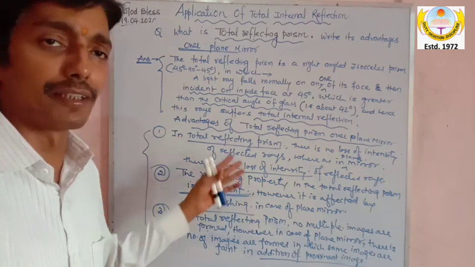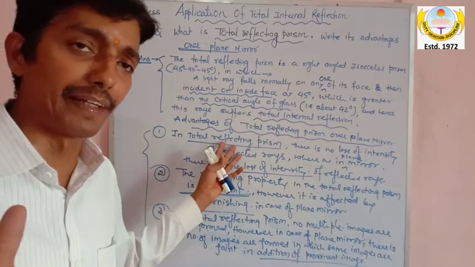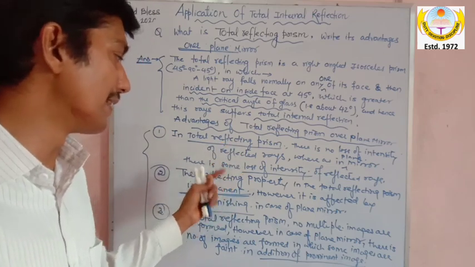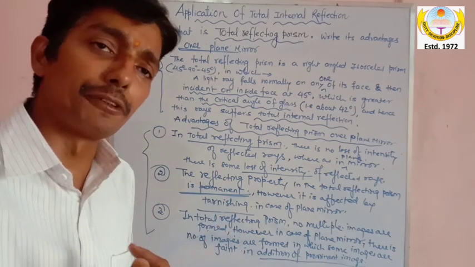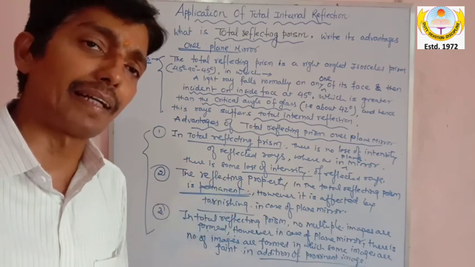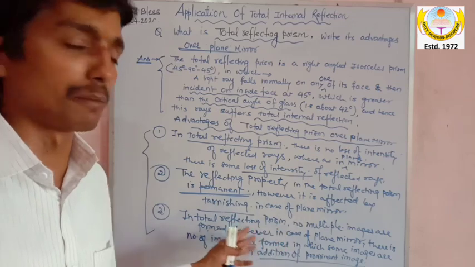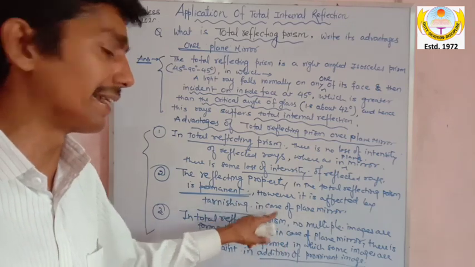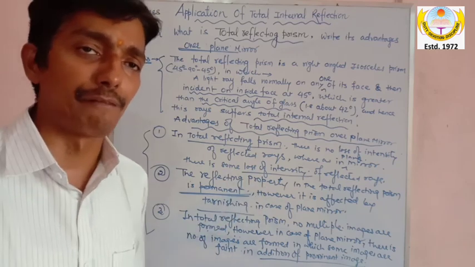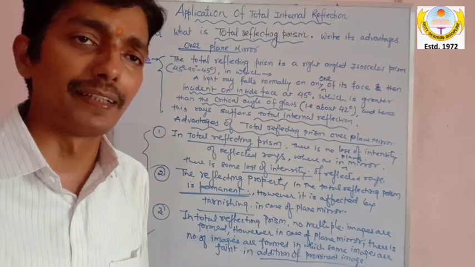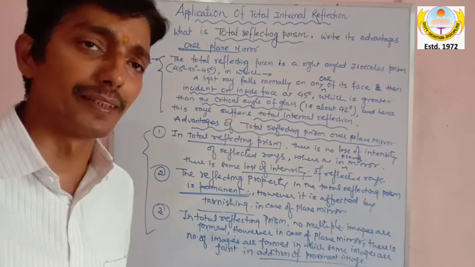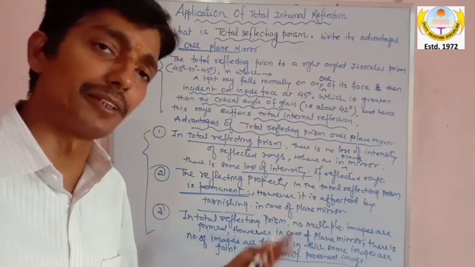So these are the three uses you can take for the total reflecting prism over the plane mirror. The first use is that in total reflecting prism there is no loss of intensity of the reflecting light or rays, whereas there is a loss of intensity over here. The second, the reflecting property of total reflecting prism is permanent, but this property is affected by tarnishing in the case of plane mirror. And third, no multiple images can be observed in total reflecting prism. If there are no multiple images, there is no question of a faint image over a prominent image. But in case of plane mirror, there are multiple images, that is, faint images in addition to the prominent images.